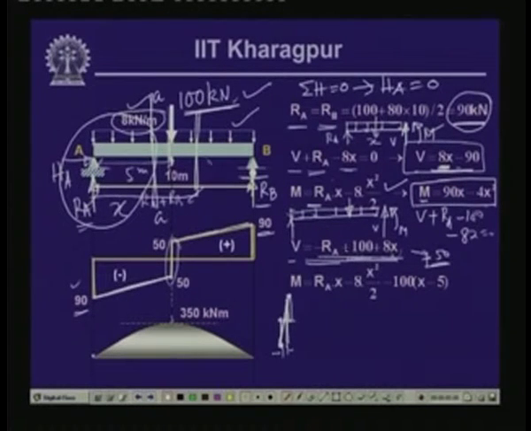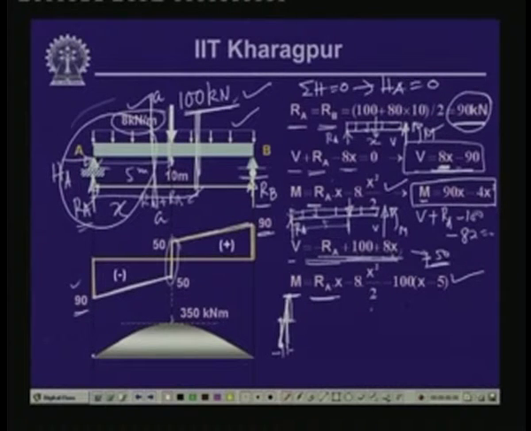Now, if we take the other free body diagram, which is a section beyond the load point, and take the free body of this left part, and if we compute the value of the bending moment there, we have bending moment equals Ra into x, here this reactive force is Ra, minus 8 into x square by 2 minus 100 into x minus 5, this is at a distance of 5 meter. So, this is the expression for the bending moment.